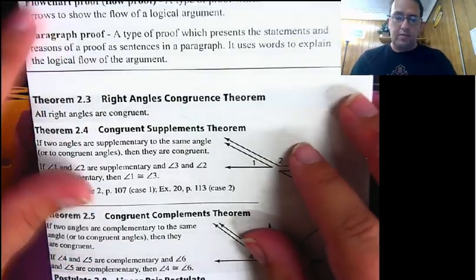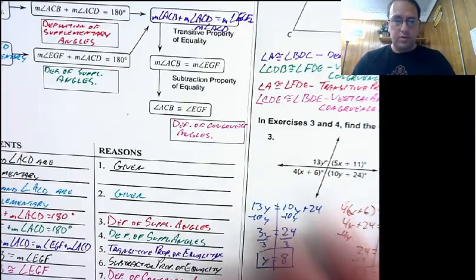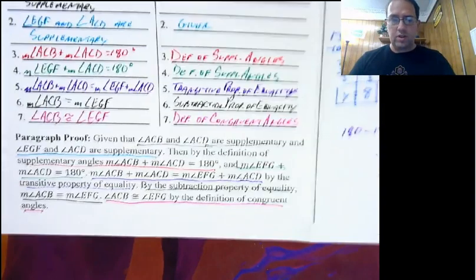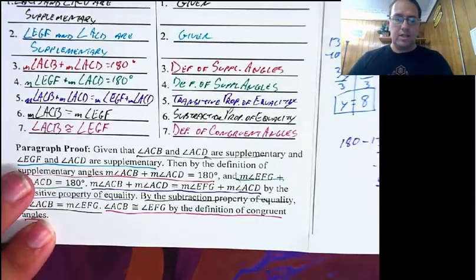And then we have the flowchart proof. Flowchart proof, two-column proof, paragraph proof, all say the same thing, just a different way of organizing your thoughts.